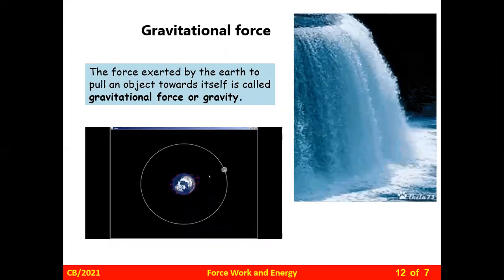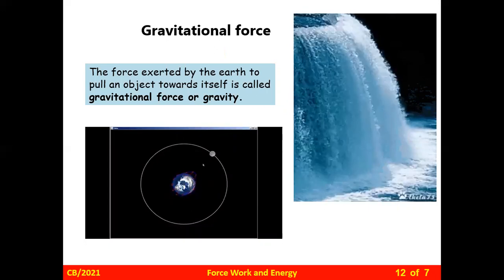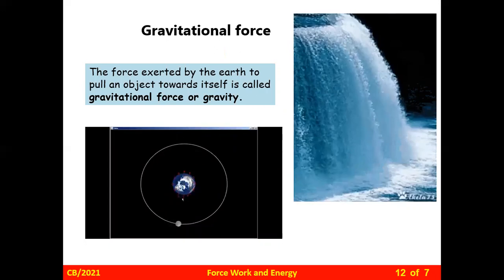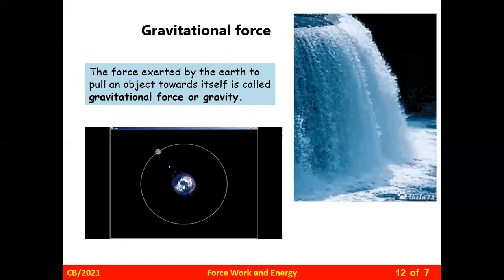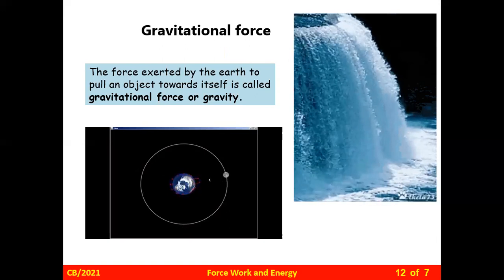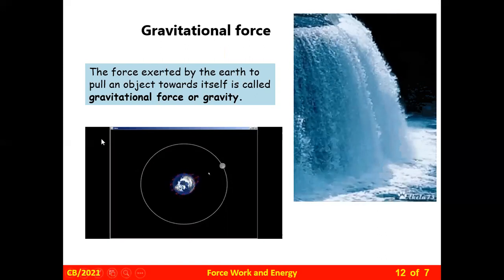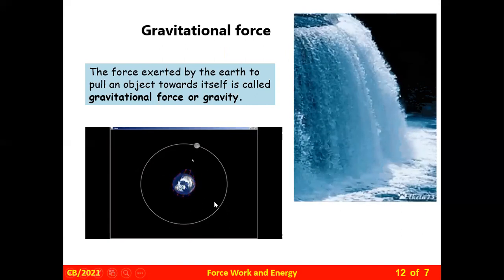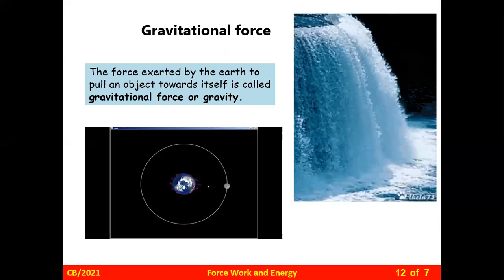Next type of force is the gravitational force. I'm sure you would have heard about it as gravity. It is commonly called as gravity. Now this force is something which is exerted by the earth, which makes all the objects which are up fall down towards the earth. Something like when you throw a ball up in the air, it comes back towards the earth due to gravity. The planets in our solar system move around the sun because of gravity. The moon revolves around the earth because of gravity. Another example is the waterfall has this downward movement because of the gravity. So this is gravitational force.